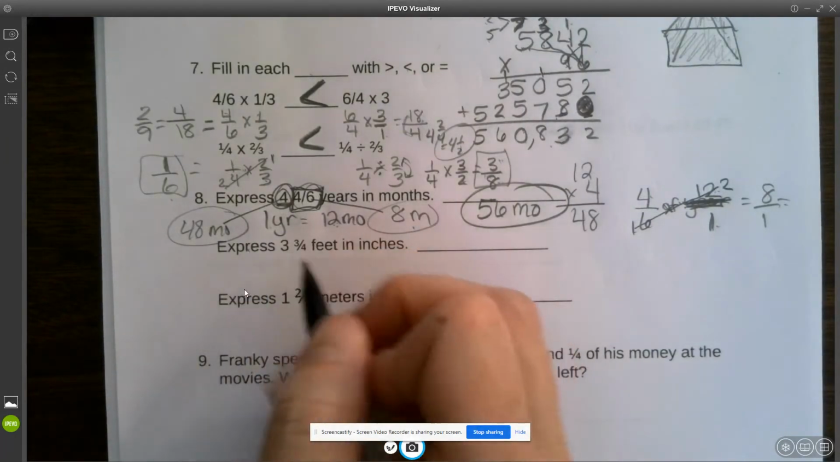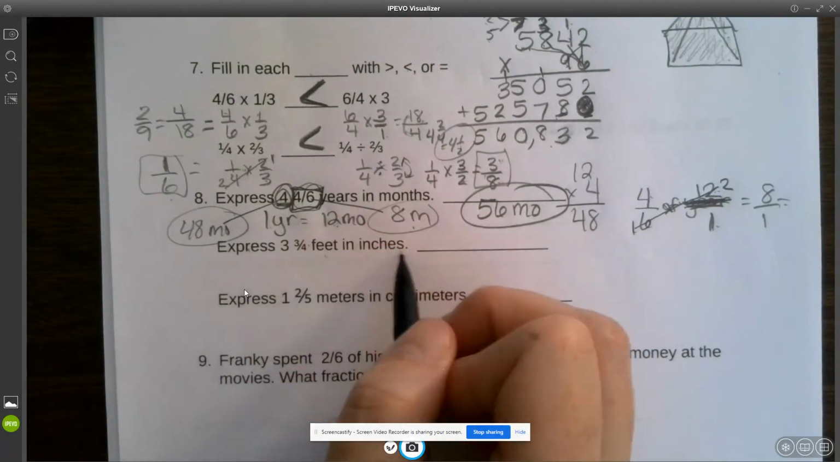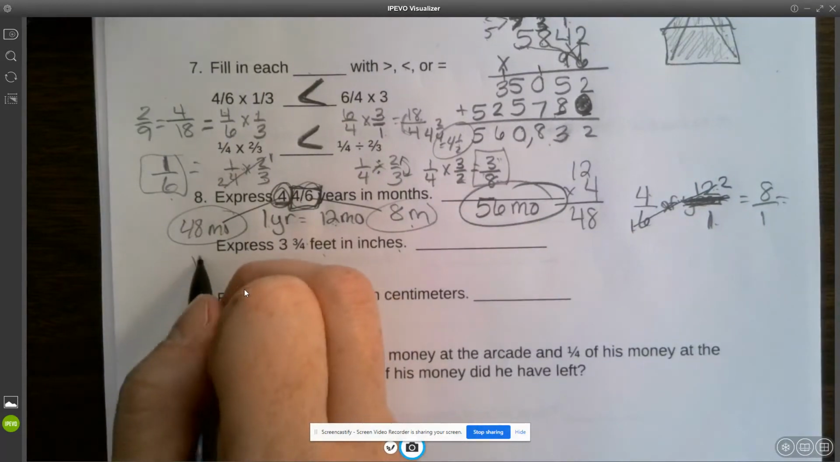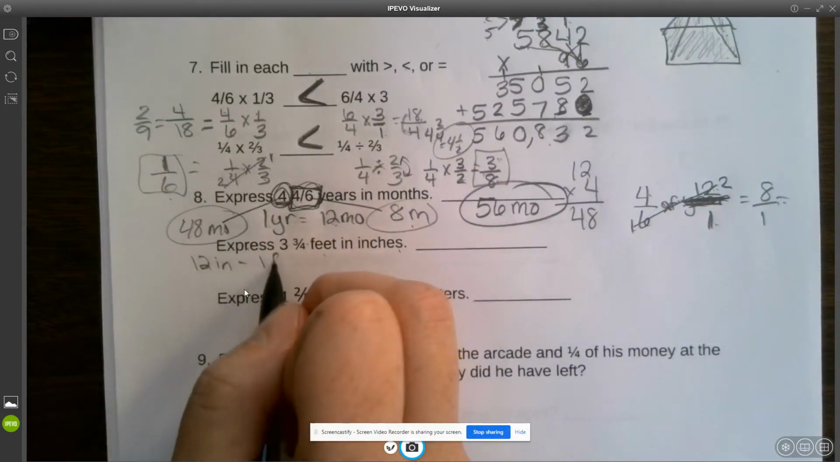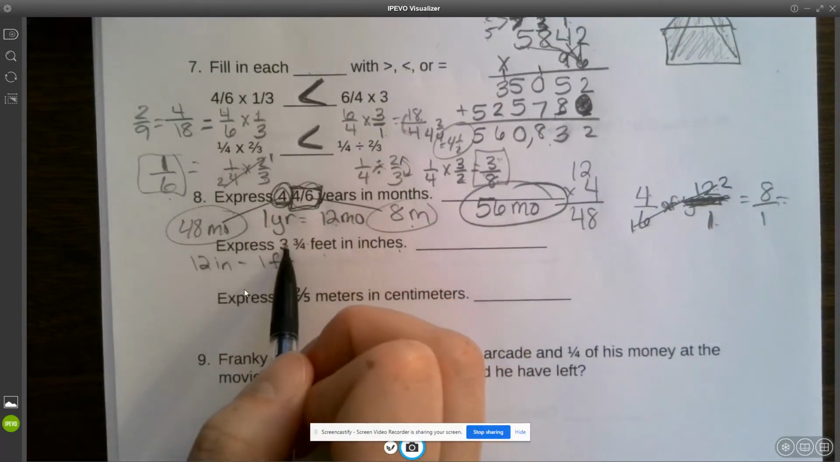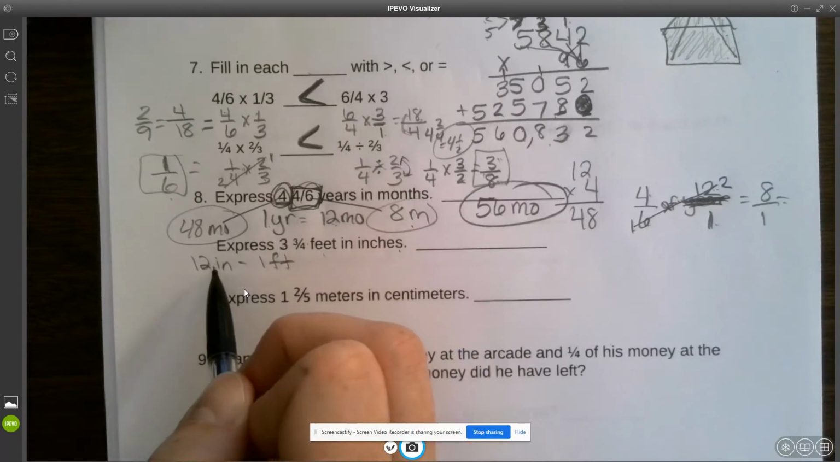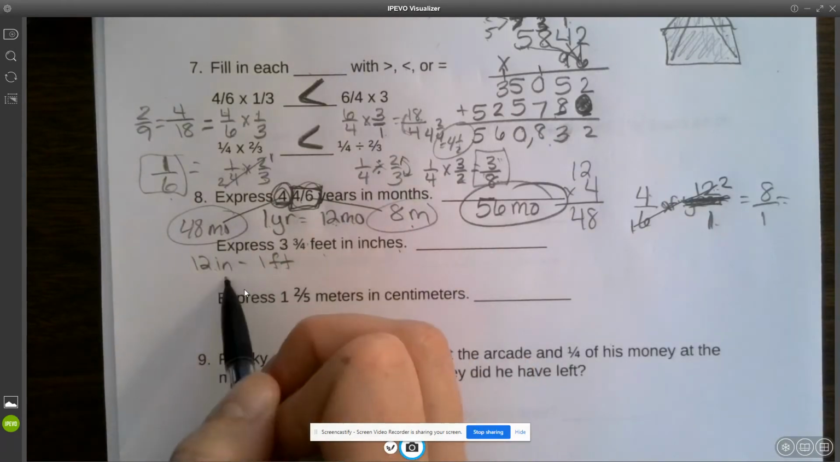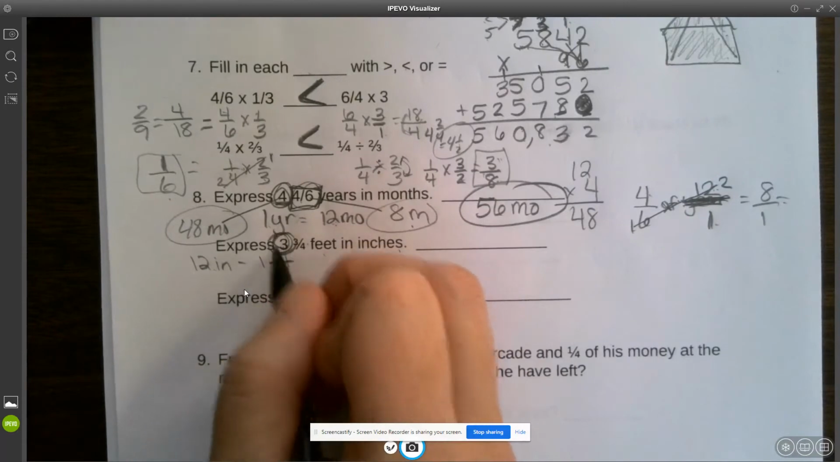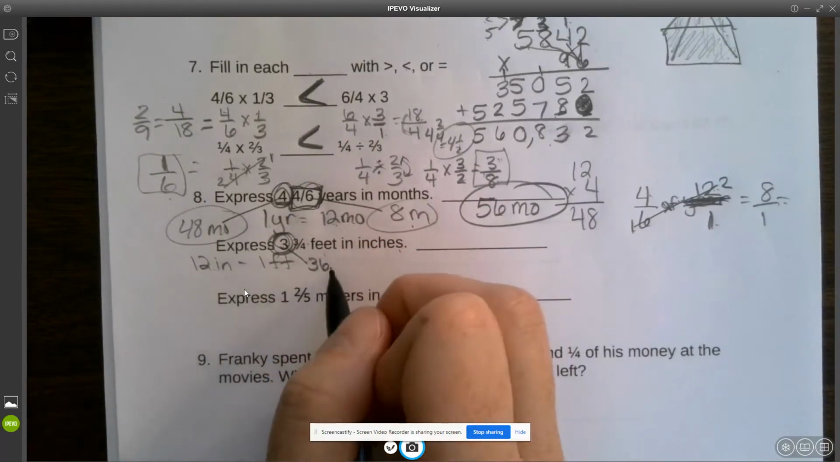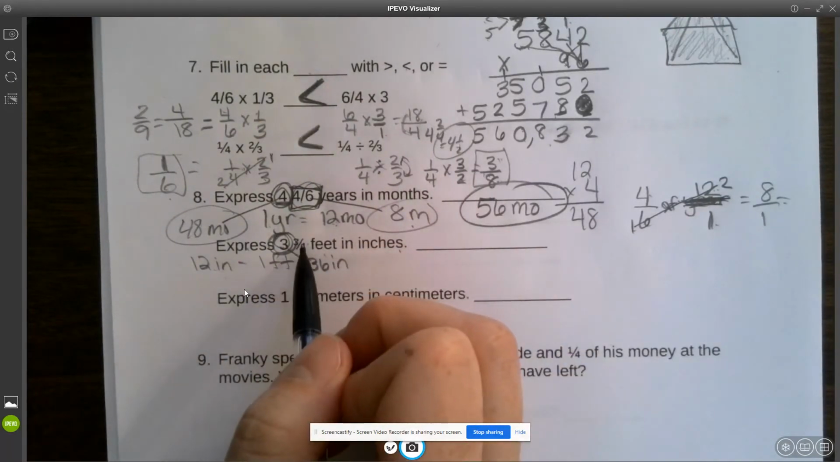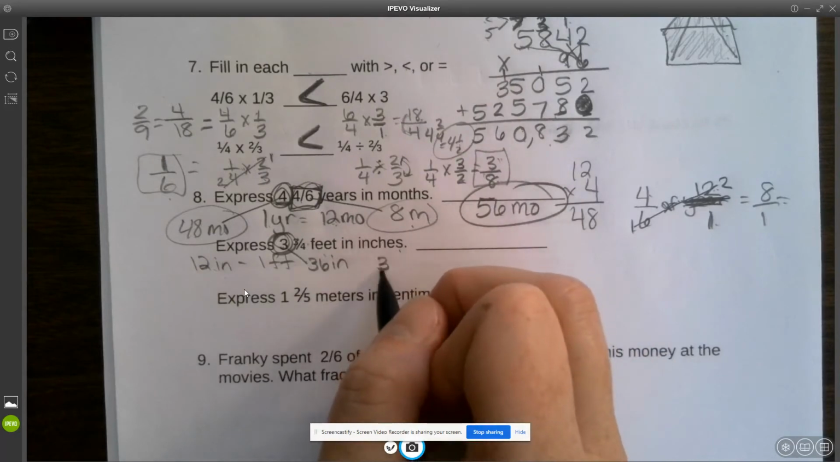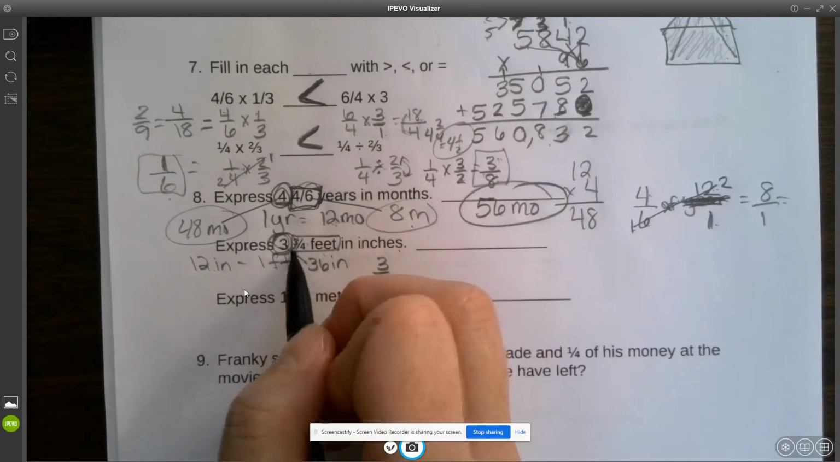All right, number 8b, I guess. It says 3 3/4 feet in inches. Well, there's 12 inches in 1 foot. So if I have 3 feet, that's going to be 12 plus 12 plus 12. So 3 times 12 is 36. So this right here equals 36 inches. Now I need to know what's 3/4 of a foot.